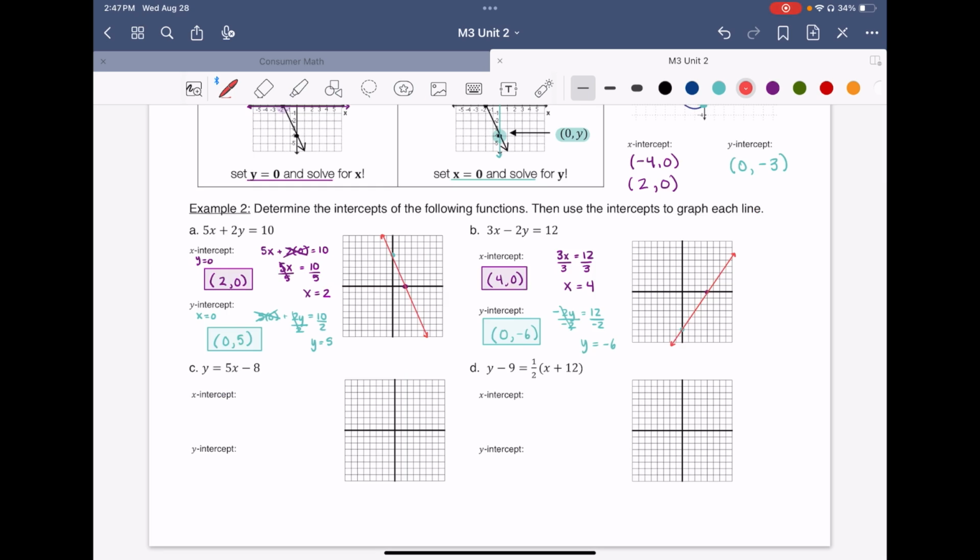Part A and B were both in standard form. Standard form, to find the x-intercept, you can just cover y and solve for x, and for the y-intercept, you cover x and solve for y. You plot the 2 points and you're done.